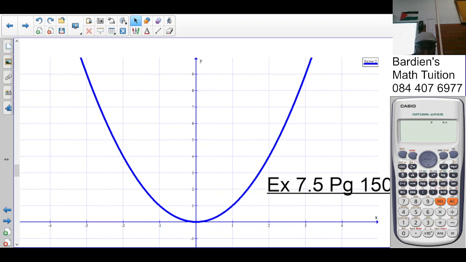So let's look at the next question. The next question says, if the domain of f is a set of real numbers, what is the range of f?